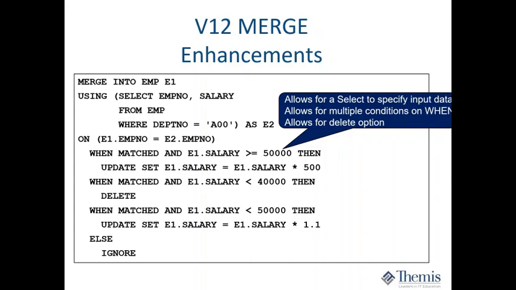So what you're really seeing there is I must be greater than or equal to 40,000 and less than 50,000 to hit the last update. Else ignore. In other words, don't do anything if I don't meet any of those criteria, or if I don't find a match at all. All right, so we have the ability for much more complex when logic in the version 12 merge, and that ability to stick a subquery up in the using is kind of the original purpose of the merge.